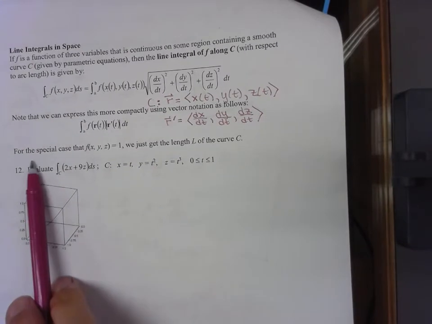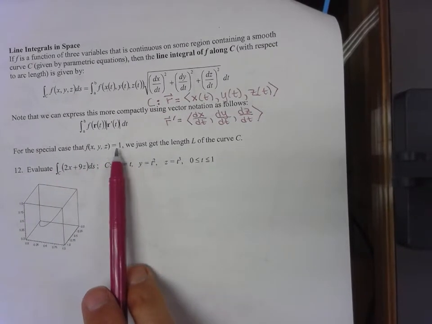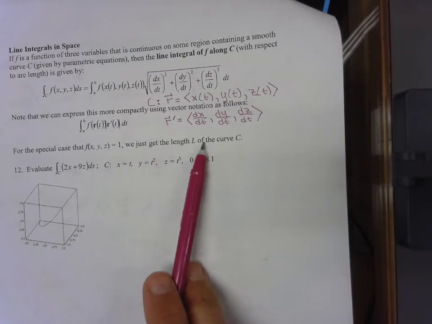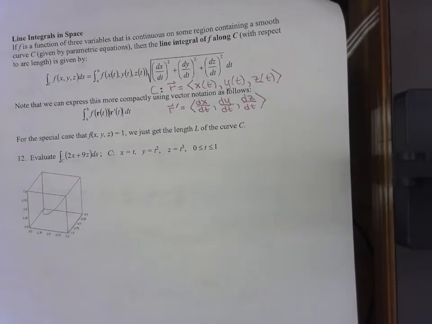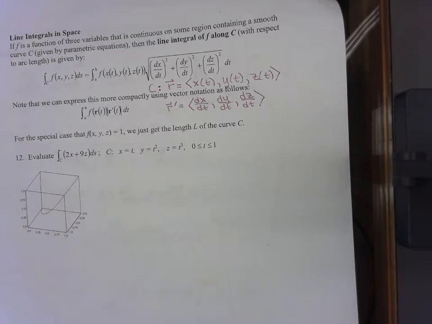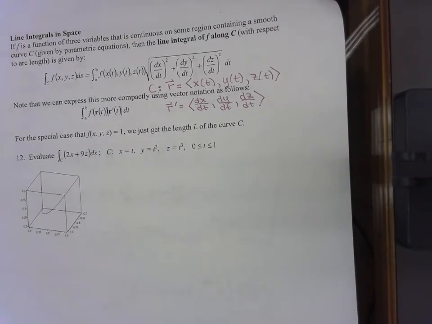For the special case that f of xyz equals 1, we just get the length of the curve. Because remember, in general, C is the path we're building on, and the function value gives the height of the wall. So each little piece of the curve would be length times height. But if your integrand is 1, then your height is always 1. So you'd have length times 1, which is just going to give you length. Okay.